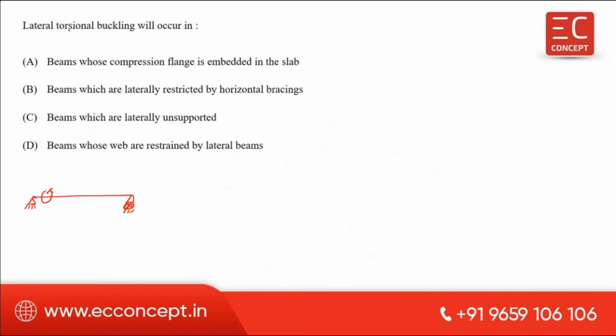Lateral torsional buckling will occur in beams which are laterally unsupported. If the beam is not laterally supported from this face and from this face, then automatically a buckling or torsional buckling will happen. Therefore, the answer for this question is this one. And you know IS 456 2000 gives the lateral stability of beam.